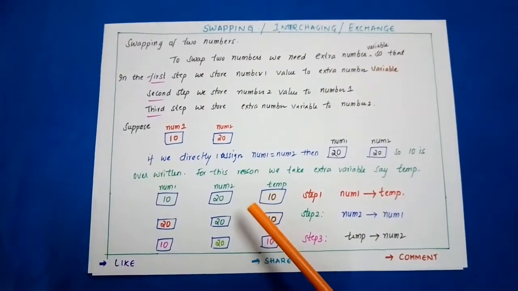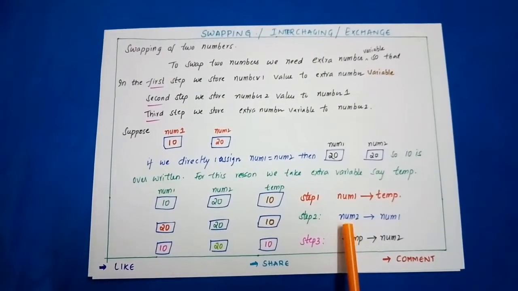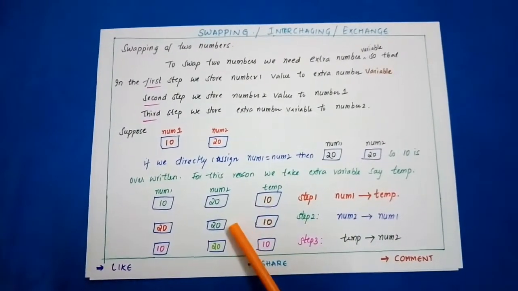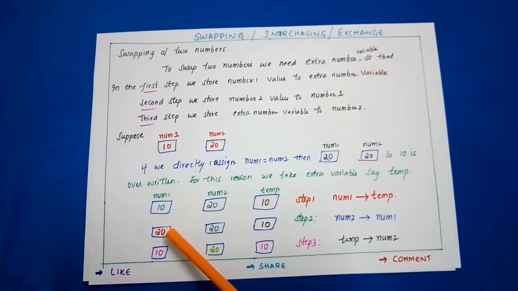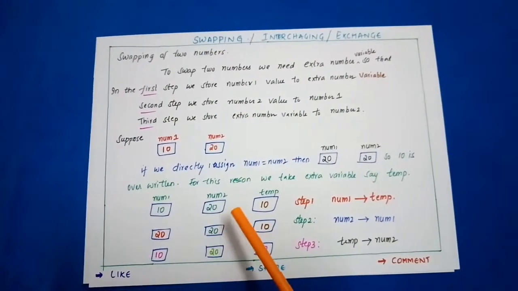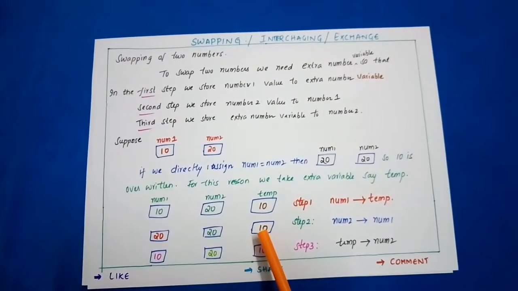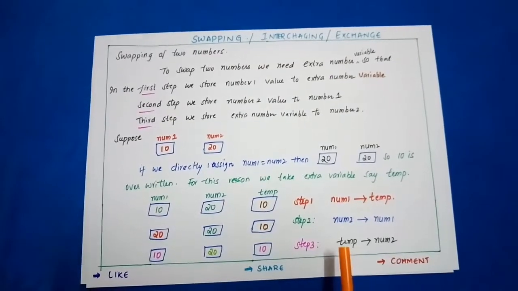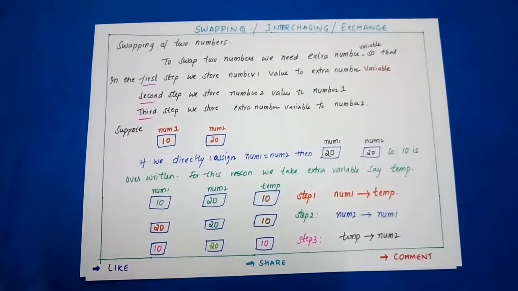The next step is to assign the num2 value to num1. So in the second step, num2's value, this 20, is given to num1. Now 10 is replaced by 20. But num2 should have 10. Where is 10 now? 10 is in the temporary variable. That's why in step 3 we assign temp to num2. So these are the three steps we write for swapping of two numbers.